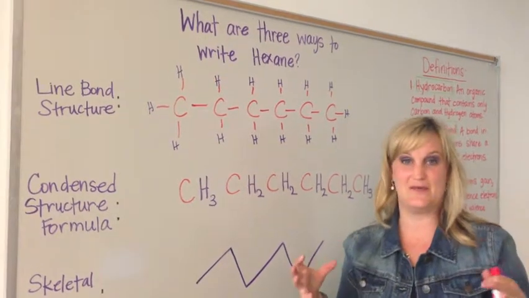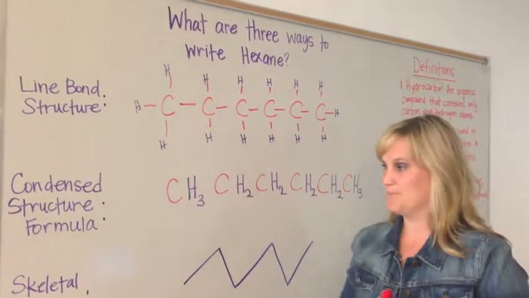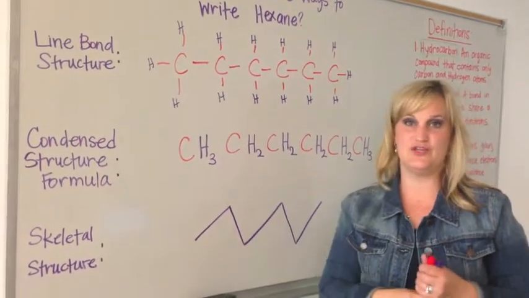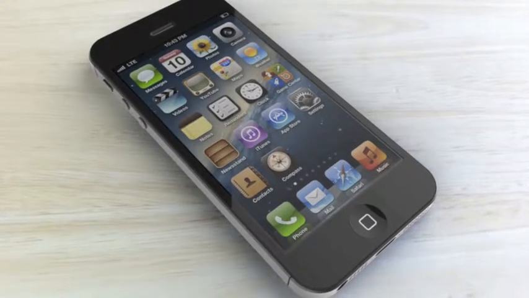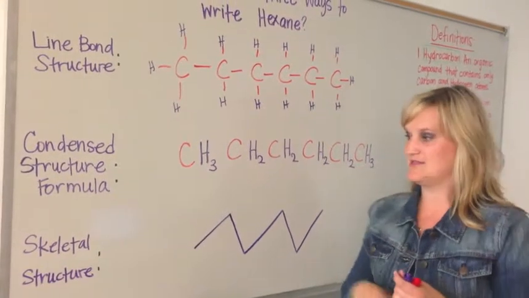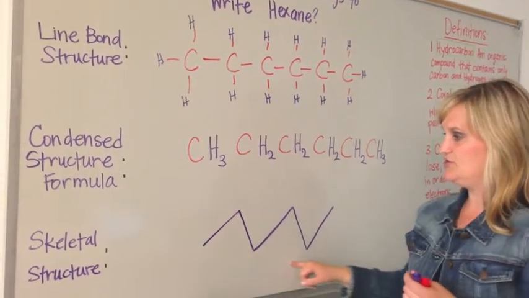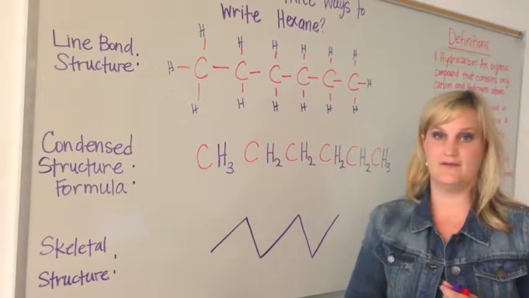It was still really big and bulky, but it didn't have those lines that were required to be plugged into the wall. The skeletal structure we're going to use as the modern day iPhone 5 that is thin, sleek, convenient, quick, on the go. You can access a lot more things. And the skeletal structure just allows you to write the same information in a very fast, quick way.